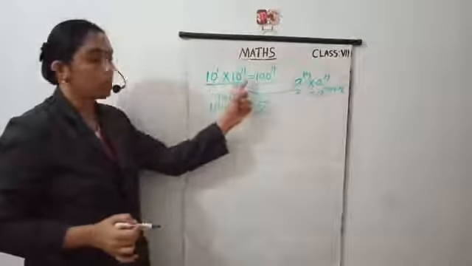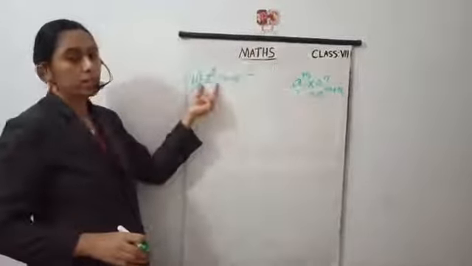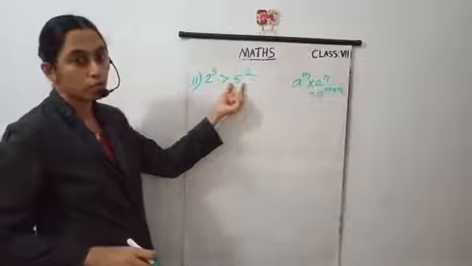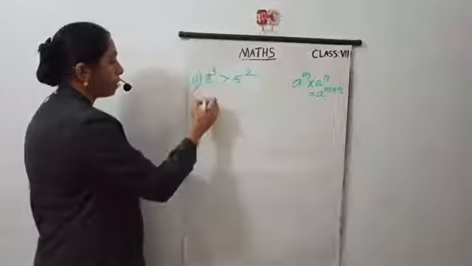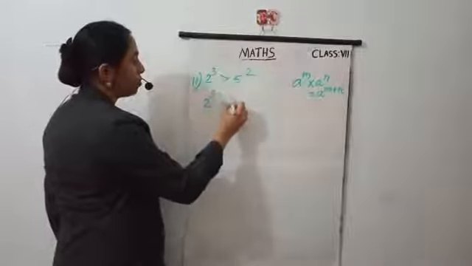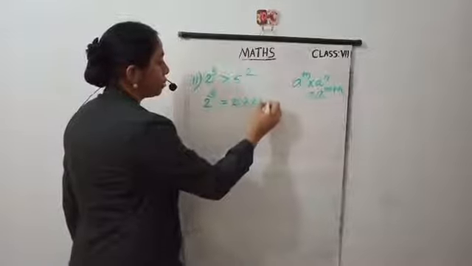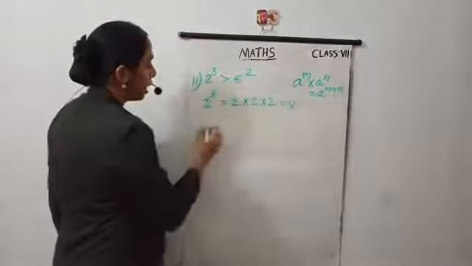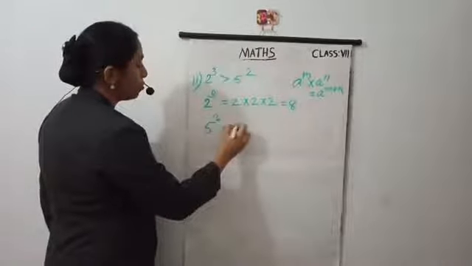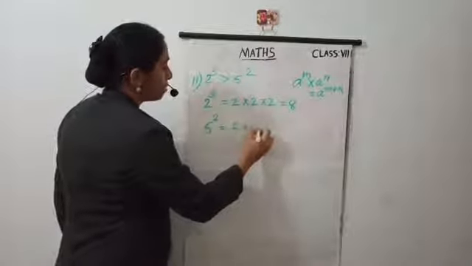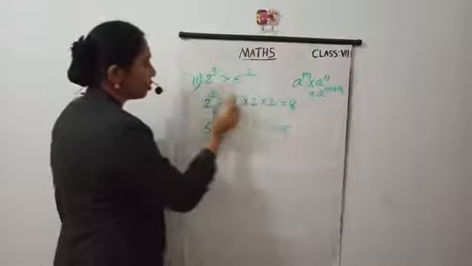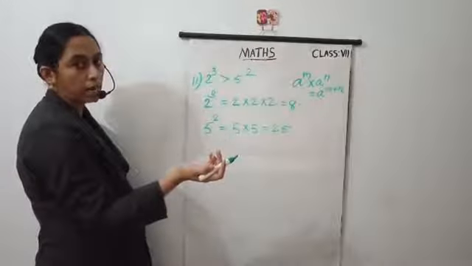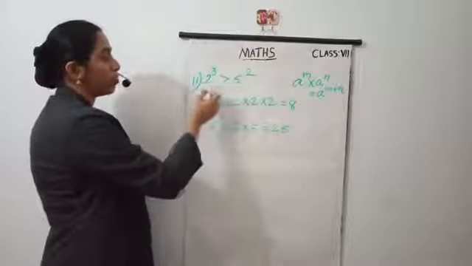So this statement is false. Now next question, is 2 raised to 3 greater than 5 raised to 2? Check. What is 2 raised to 3? 2 raised to 3 is 2 into 2 into 2. 2 into 2 is 4, 4 into 2 is 8. And what is 5 raised to 2? 5 into 5, that is 25. So is this correct? 8 greater than 25. Is it correct? No, this is false.